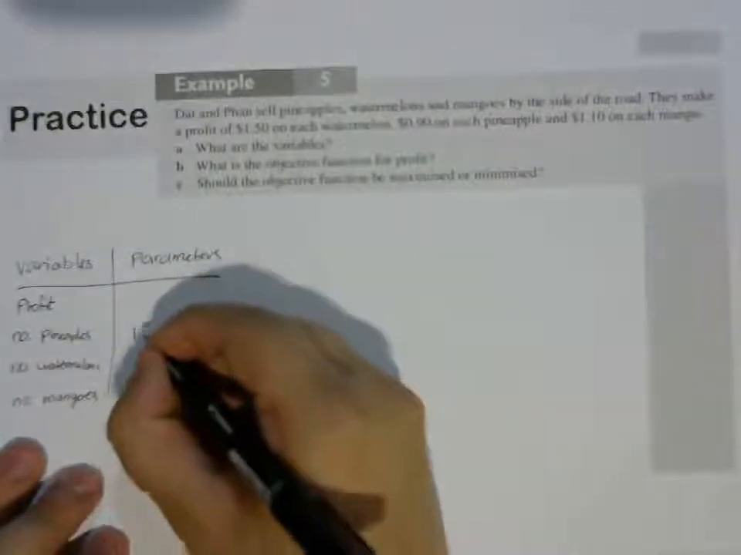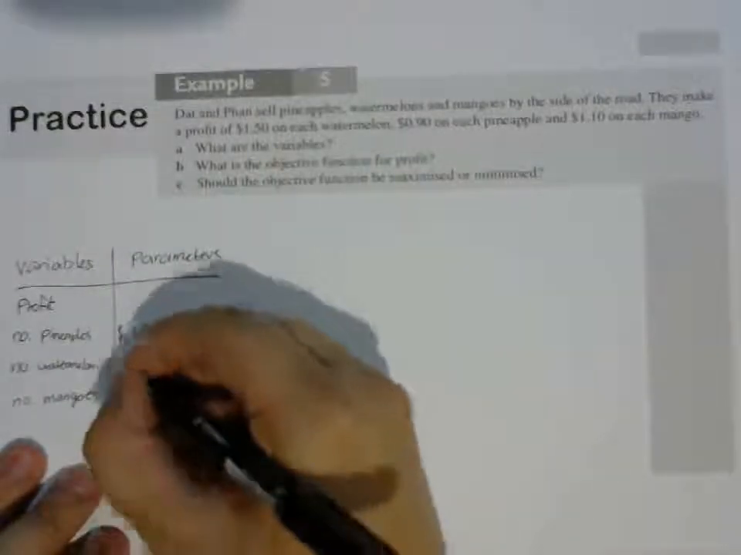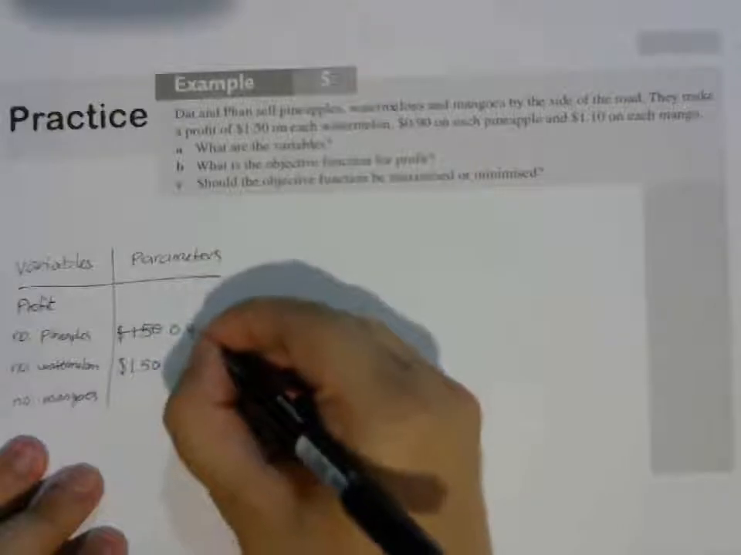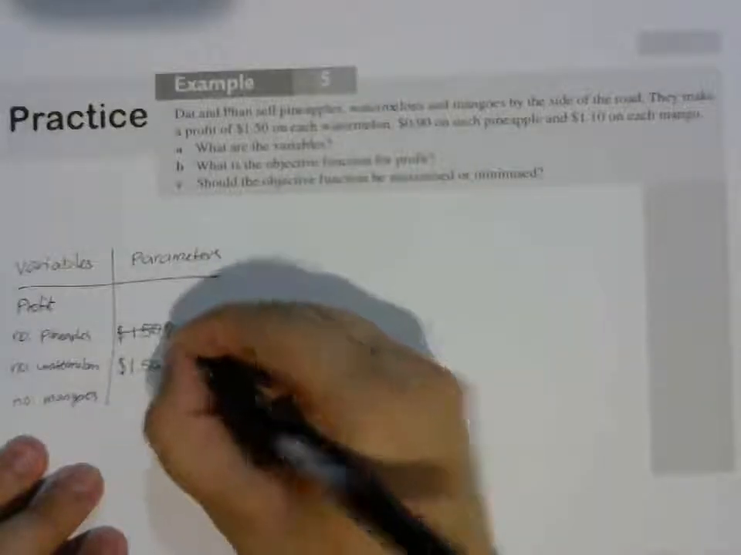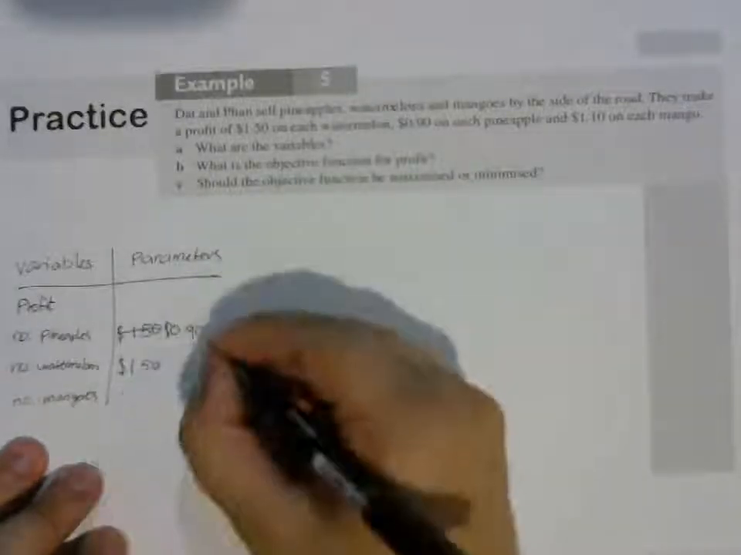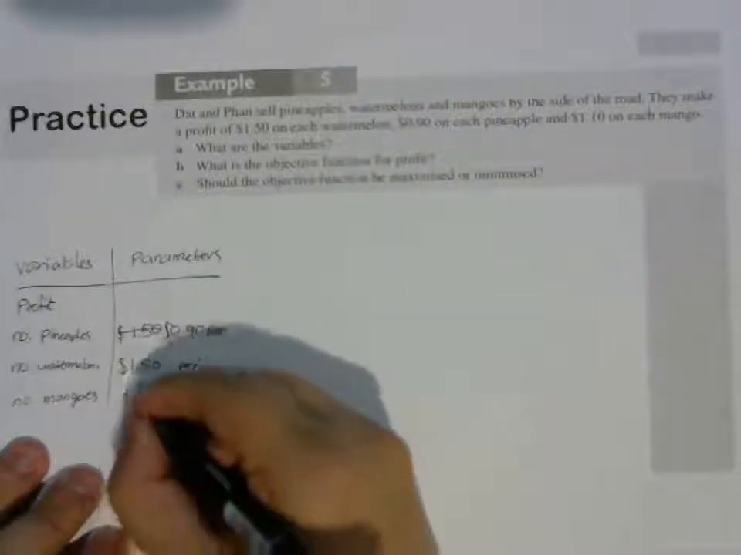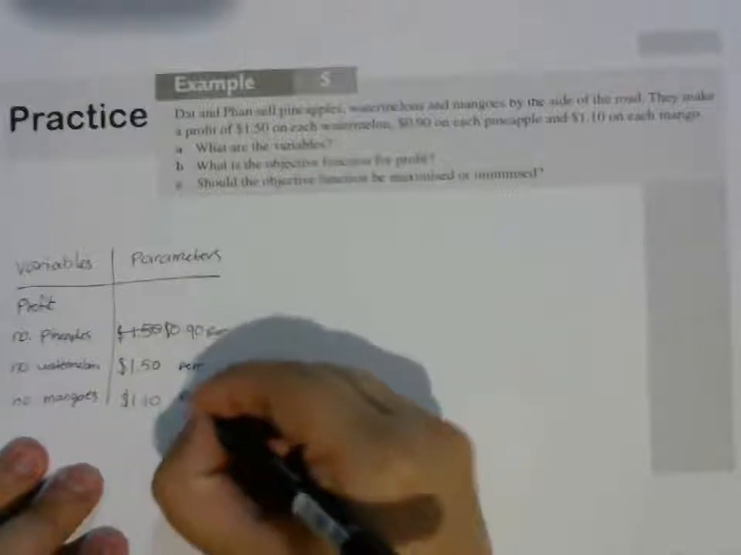The parameters we've got associated with these variables are $1.50 per watermelon, 90 cents per pineapple, and $1.10 per mango.